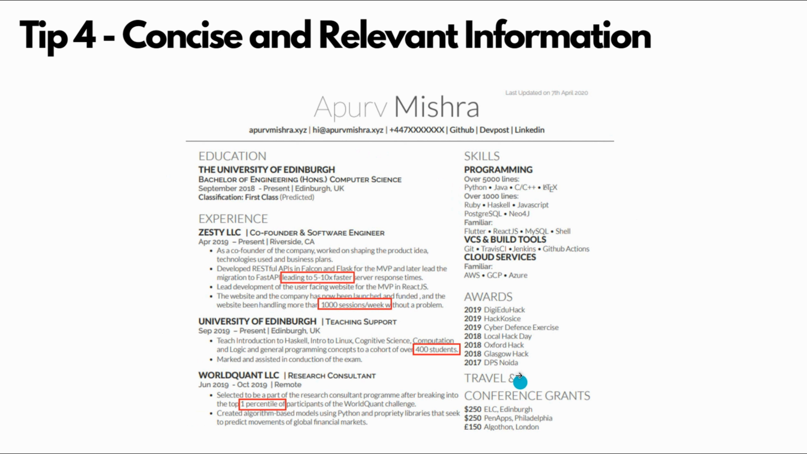This is one resume sample, and I have marked it here with this red border. See, this person has mentioned that they developed RESTful APIs in Flask and FastAPI for the MVP, and later led the migration to FastAPI, leading to 5-10x faster server response time. So whatever achievement he got, he has added numbers: 5 to 10x faster. See the other points here: 1,000 sessions per week. Then there is one more point, 4,000 students. Then they are saying breaking into the top 1 percentile. This is how you have to mention your achievements in a numerical format.